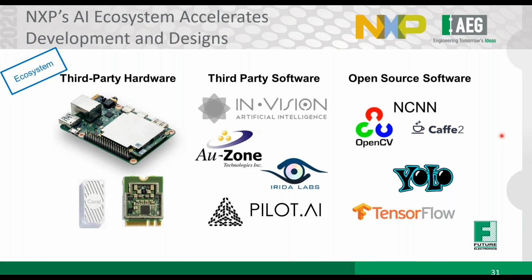And then some additional partners that we have in the third-party software ecosystem. So we talked about Ozone, but we have partners Envision, Pilot AI, Irida Labs, so that's available. And then open source software. As you saw in some of the previous slides, we support a much bigger ecosystem than what we've mentioned here. But this is the standard OpenCV, Keras, Caffe, TensorFlow, YOLO. These are supported across our platforms. And there's a whole host of additional capabilities from an open source perspective that we support on our platforms that are not listed here as well.